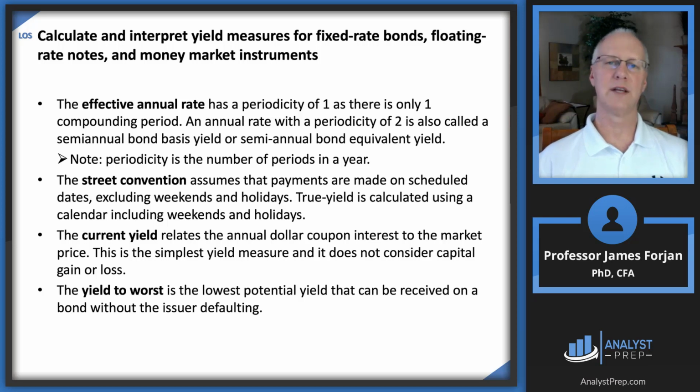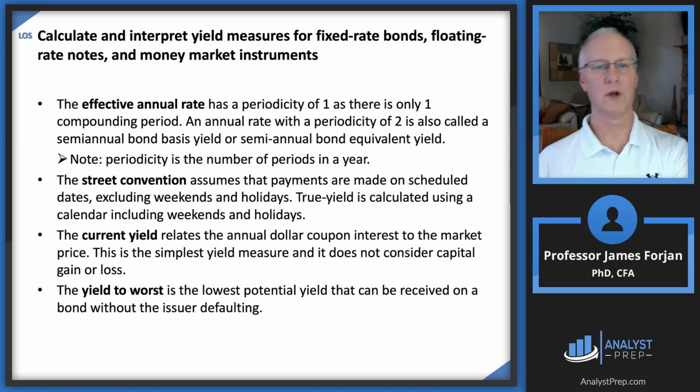Current yield is kind of like the dividend yield on a share of stock. Just take the coupon payment over the price of the bond. And then the yield to worst is kind of like the yield to maturity. The yield to maturity is the rate of return that you will earn as the bondholder if you hold the bond all the way until it matures.